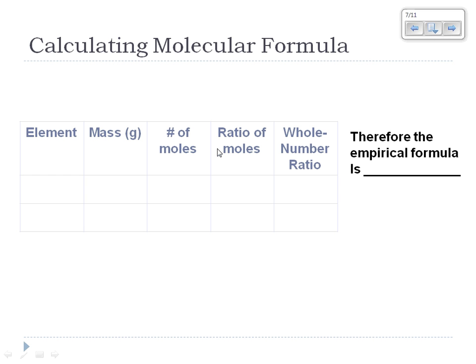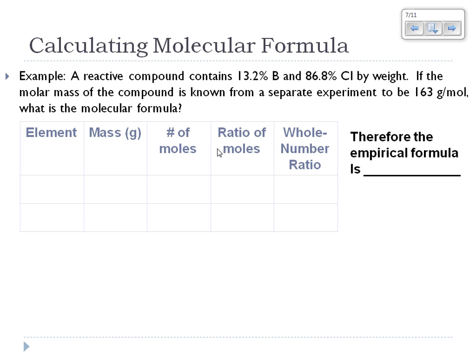All right, so let's do one of those right from the start, using percent composition. A reactive compound contains 13.2% boron and 86.8% chlorine by weight. If the molar mass of the compound is known from a separate experiment to be 163 grams per mole, what is the molecular formula? So again, percent to mass, mass to mole, divide by small, multiply to whole. That gives us the empirical formula.